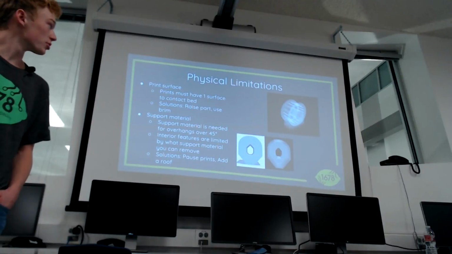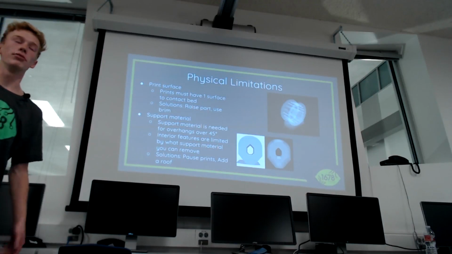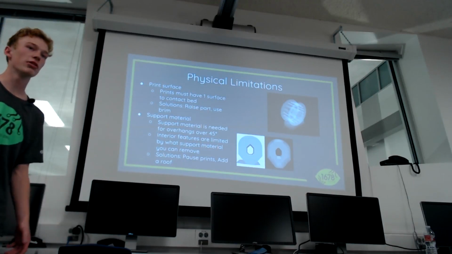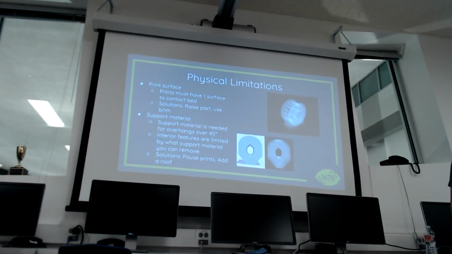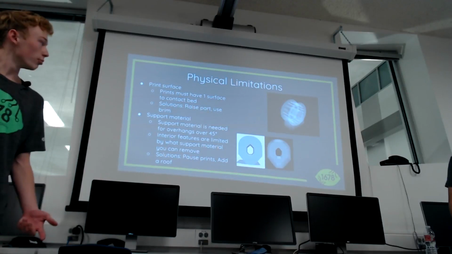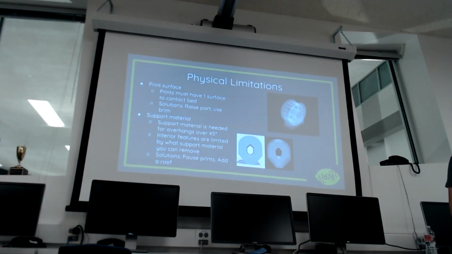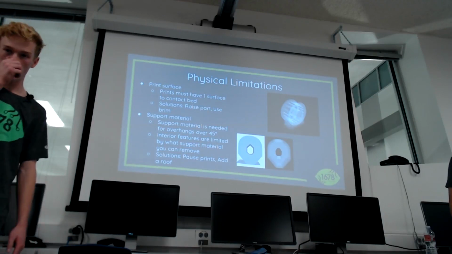The first one is the most obvious one. Your part needs to have some kind of surface that can stick to the print bed. If you don't have a surface, or if your surface isn't big enough, halfway through the print your part will dislocate and move off the table, and you'll end up wasting a bunch of material, ruining your print, and wasting a bunch of time. Most commonly, the solution is you just pick a flat surface on your part and stick it on the table, and that's all it takes.